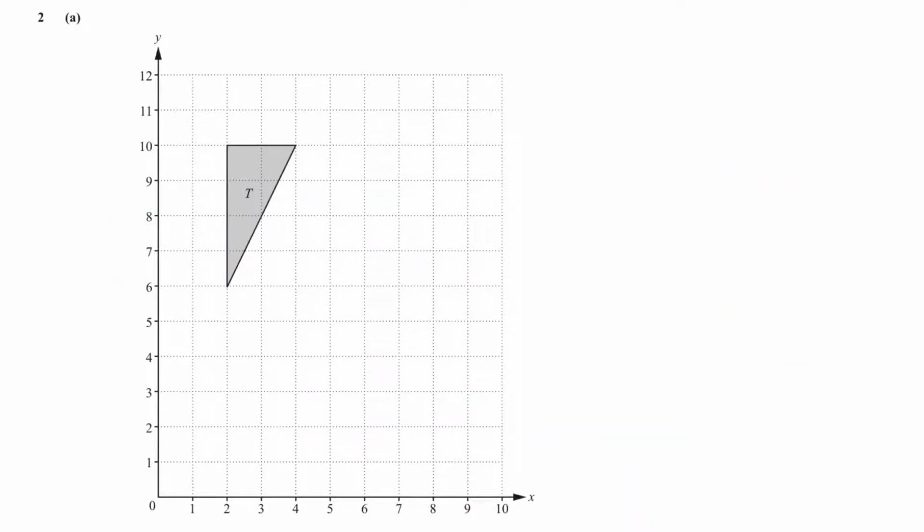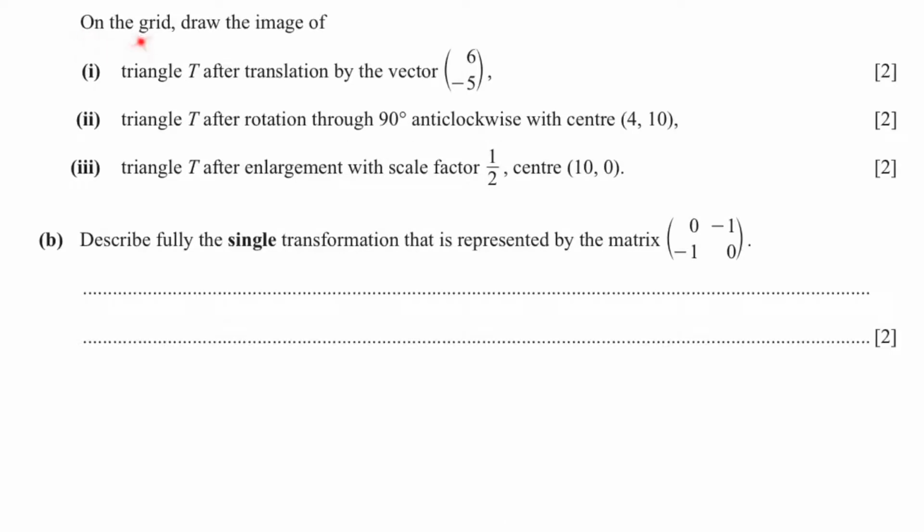Question number 2. As you can see, this is a transformation related question. Let's read the question. On the grid, draw the image of triangle T after translation by the vector (6, -5). The top number represents your x coordinate, the bottom number represents your y coordinate. If your x coordinate is positive, you move it to the right by that many units. If y is positive, you move up. If your x is negative, you will move to the left, and if y is negative, you will move down.